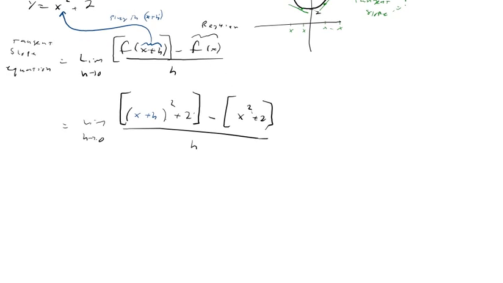So step 1, plug in. Step 2, simplify. We're going to just simplify this equation. So I've got x plus h squared plus 2 minus x squared minus 2. I have to do some simplifying. I got to distribute some things. I have to multiply some stuff, right? So I'm going to distribute this negative to these pieces.